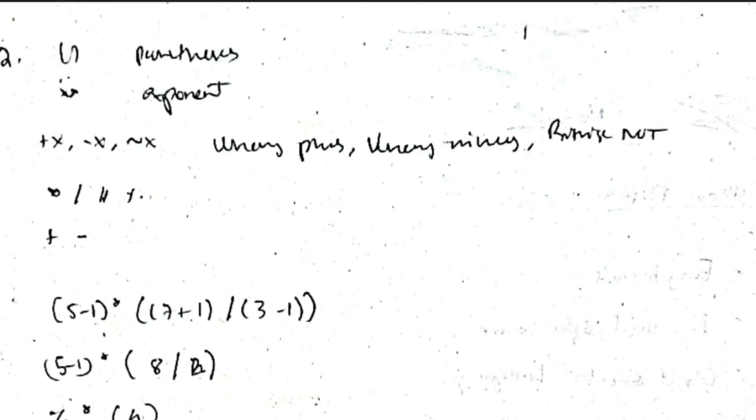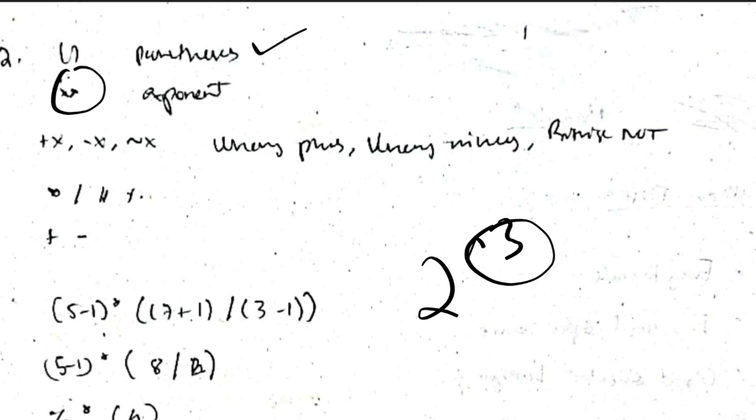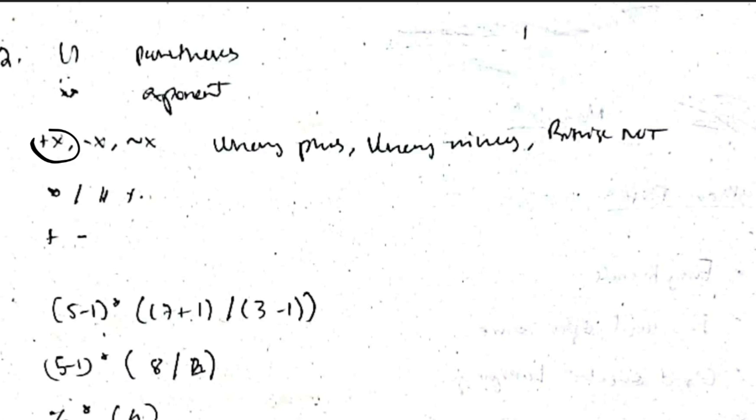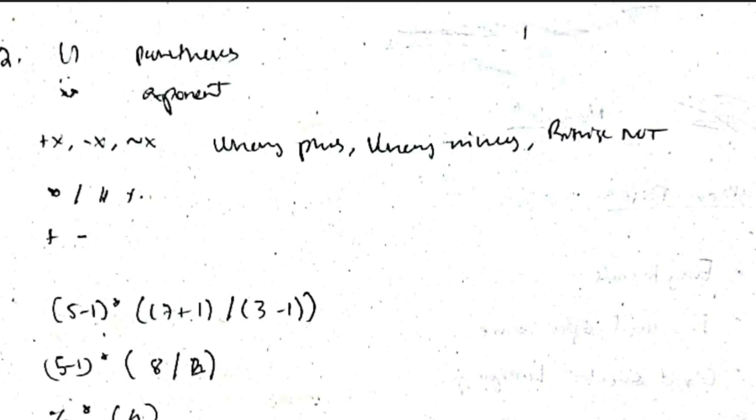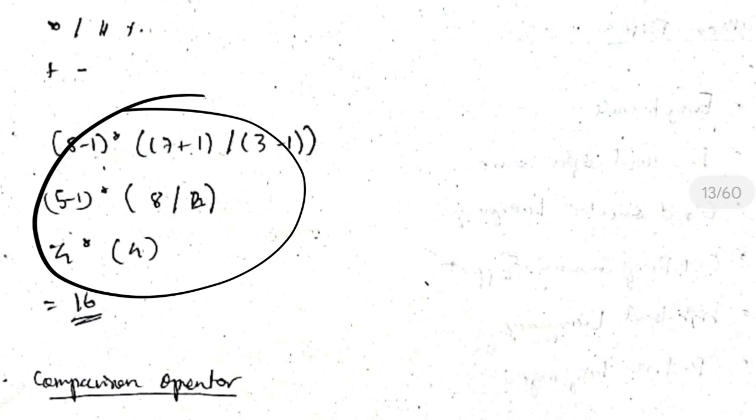First, the parenthesis means the brackets. Then the exponent, like 2 raised to 3. After that we have the unary plus and minus, you can ignore this one. Here we have multiply, divide and modulus operators, then we have plus and minus. Three things only you have to remember: parenthesis, multiply, divide and modulus operators, then comes plus and minus. Using these rules, you have to solve the following equation.